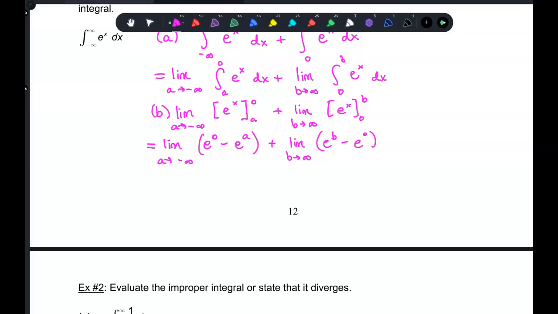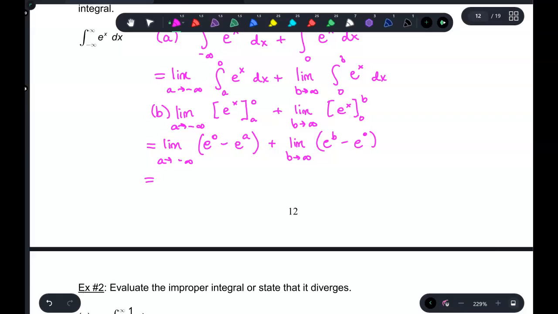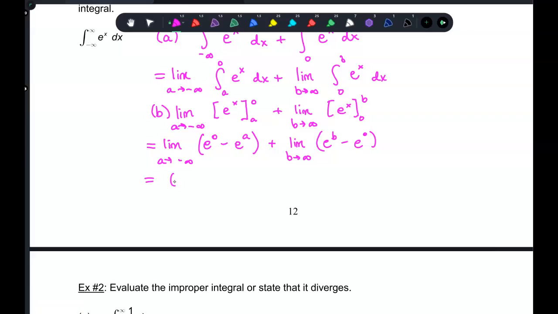Okay, so in the first one, now we're going to evaluate the limit. So e to the 0, that's going to be 1 minus, okay, as a approaches negative infinity, that'll be approaching 0. Plus, well, this will be infinity minus 1. So this is an example where one part of it converged, but the other part diverges. All right. So therefore it diverges.